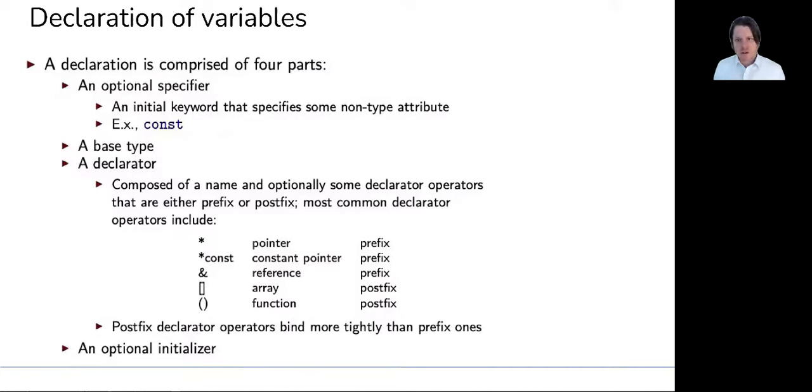Thereafter, a declarator, which is going to be composed of a name and optionally some declarator operators that are either going to be prefix or postfix. What's going to be important to note through this discussion is that postfix declarator operations will bind more tightly than prefix ones. Finally, the declarations can be finished with an optional initializer.